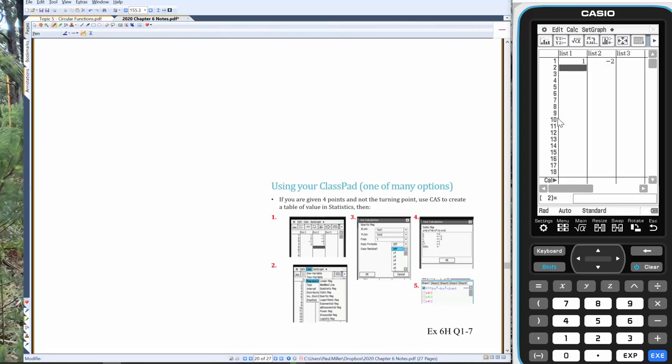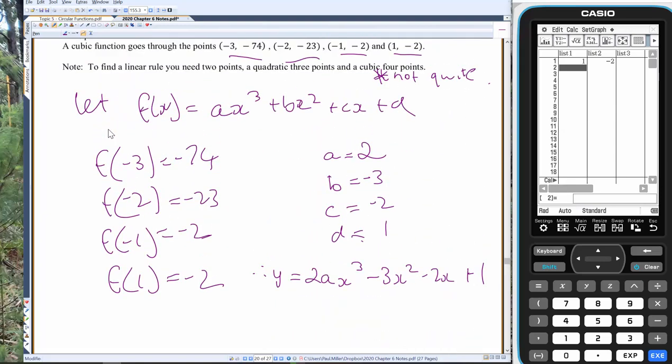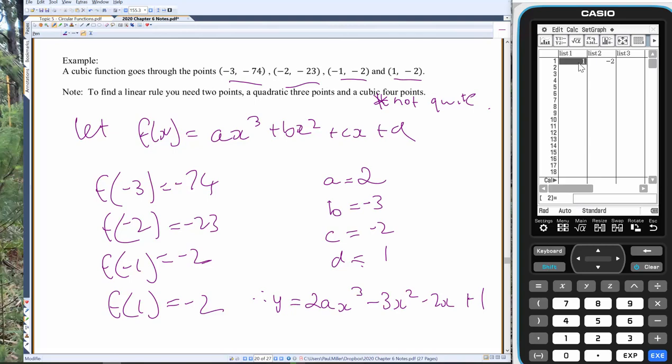So our coordinates were (1, -2). Well, that's that one there, is it? So is that the same one? Let's do this one here. (-3, -74), (-2, -23), (-1, -2), and (1, -2).